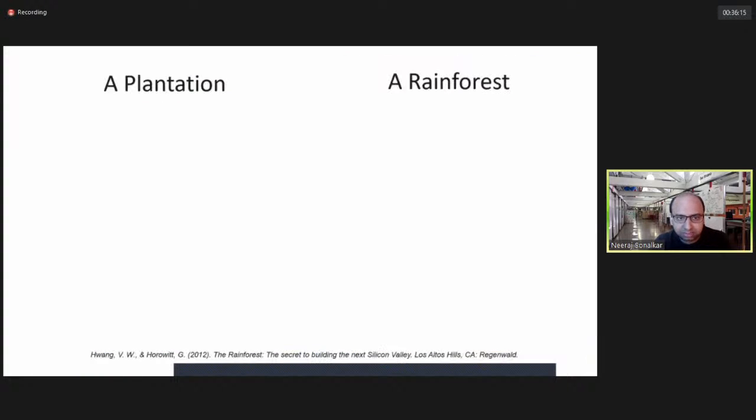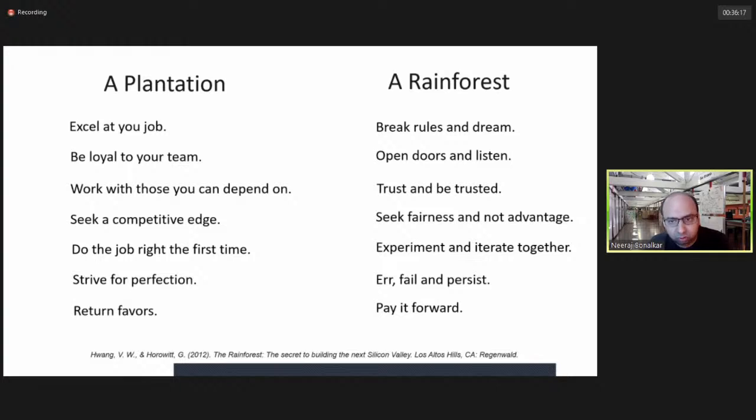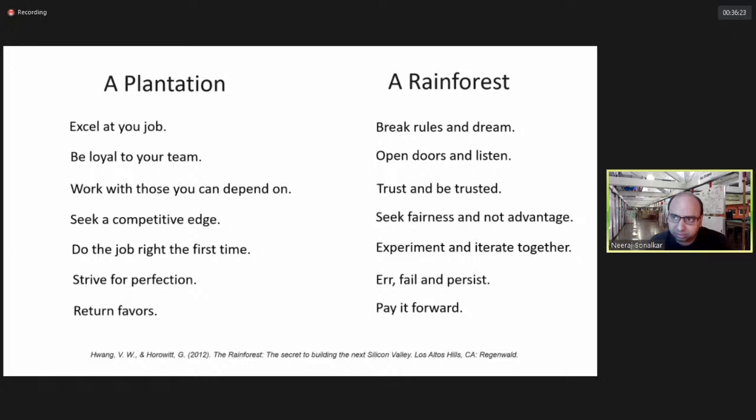So within a plantation, it has its own set of rules, and a rainforest culture has its own set of rules. And these two sets of rules are sometimes opposite, sometimes conflicting. And it's important that if we want to innovate, we need to go away from a plantation rule to a rainforest rule. So you can see on this slide some of these rules.